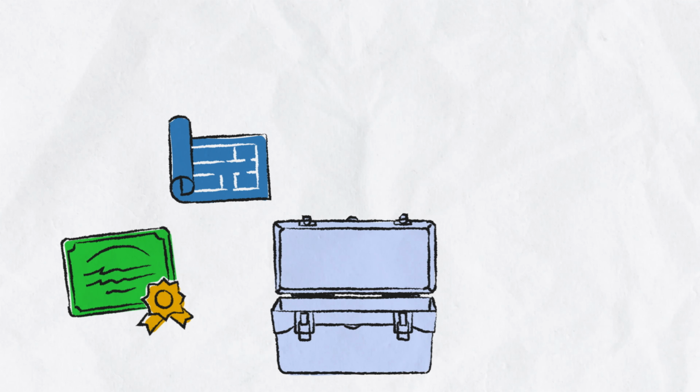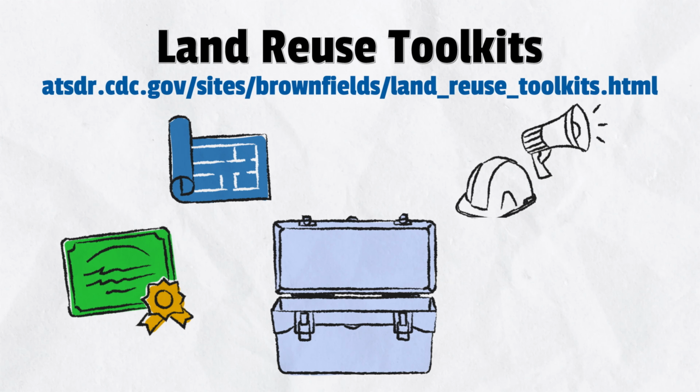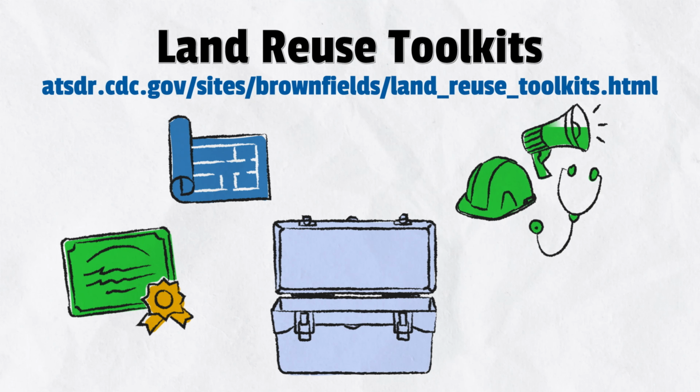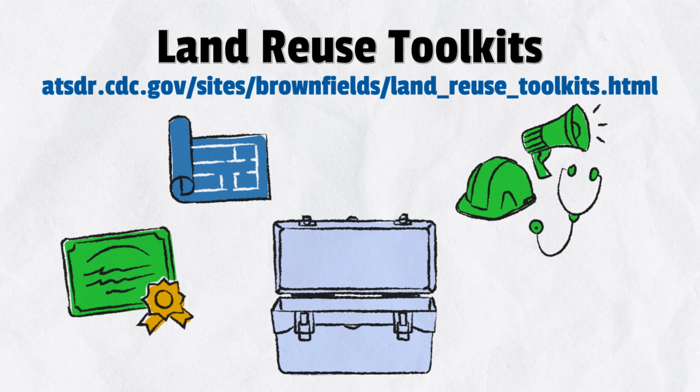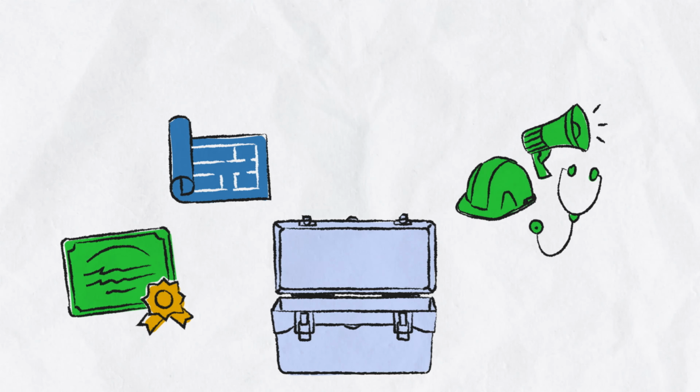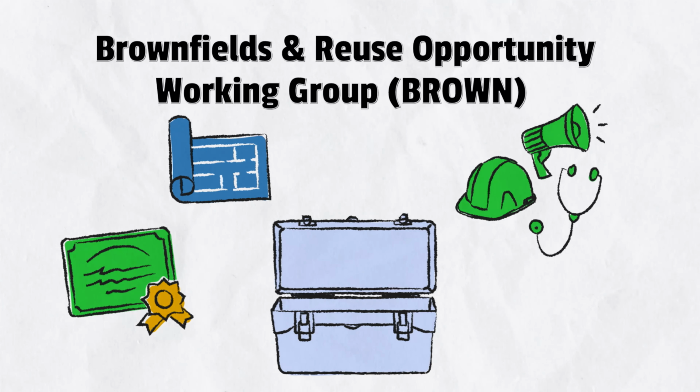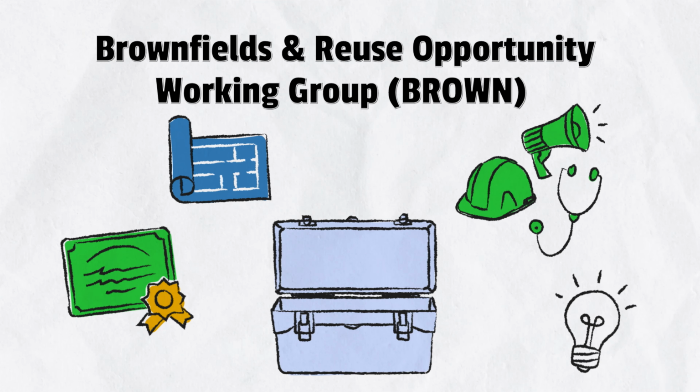Your community can also explore free land reuse toolkits tailored to meet the needs of community champions and planners, developers, health professionals, and more. The text reads, Land Reuse Toolkits, atsdr.cdc.gov/sites/brownfields/land_reuse_toolkits.html. A hard hat, megaphone, and stethoscope join the other images on the screen. Finally, the Land Reuse Program has a group of expert volunteers called the Brownfields and Reuse Opportunity Working Group, or BROWN. Brown's land reuse experts can help communities solve land reuse problems.